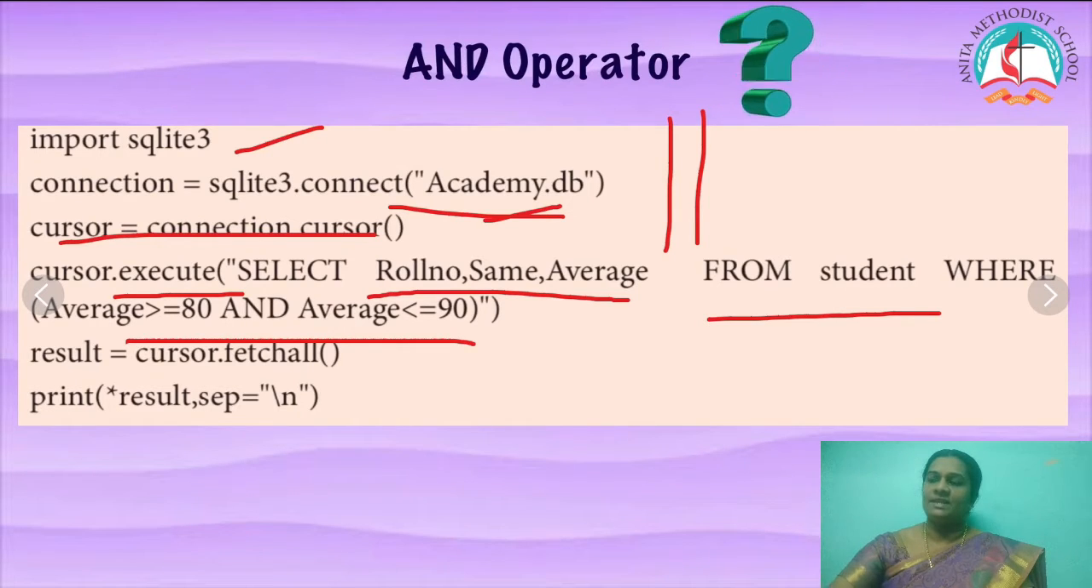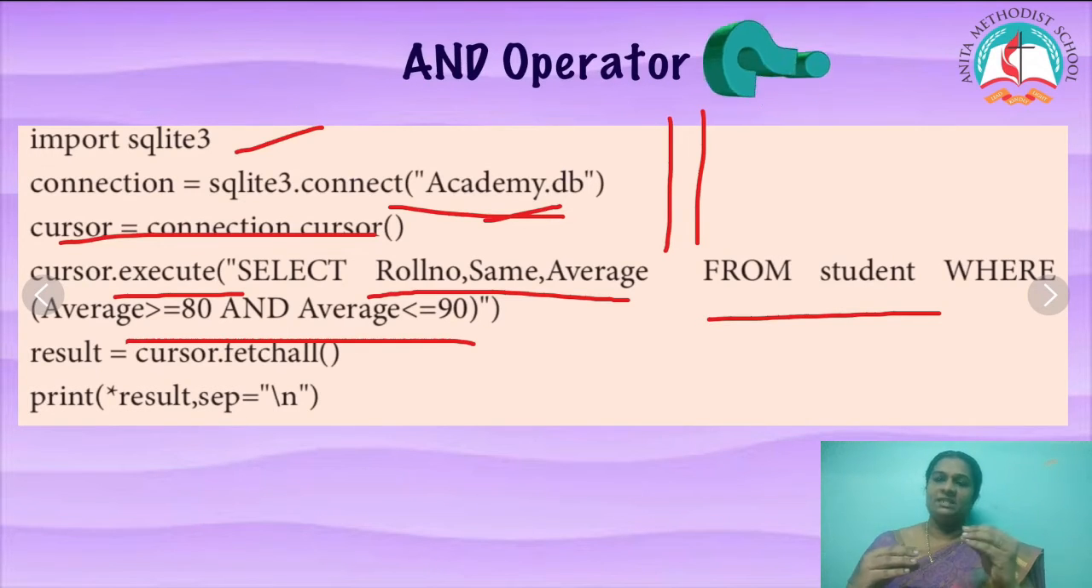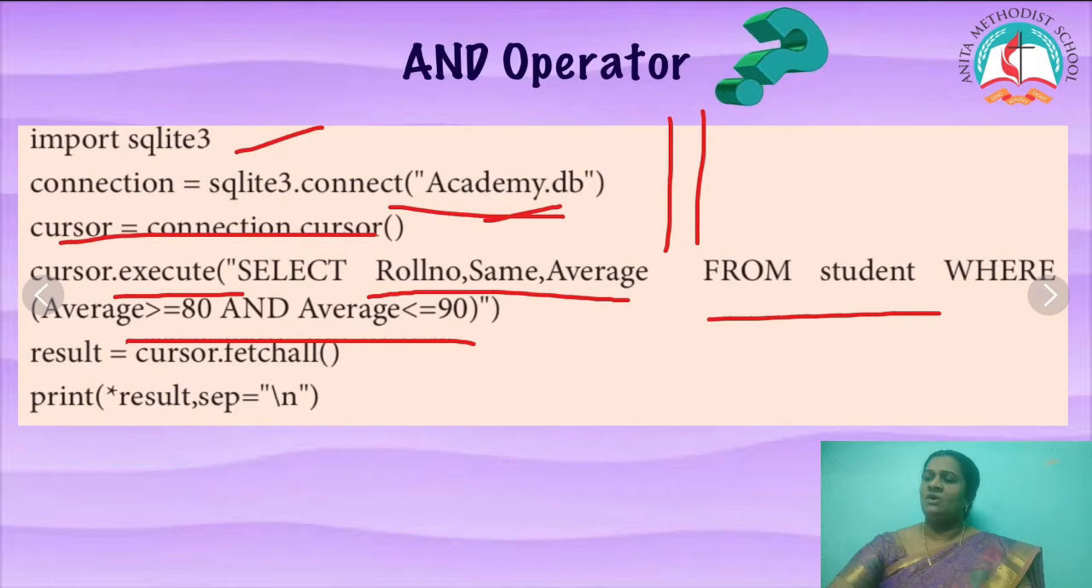Now what will happen here? The students, whoever is getting the marks in between 80 and then 90, those names alone will be displayed. That is the main use of AND operator. Correct. Okay. Now can anyone tell me what would be the output? Come, let's see what is the output.